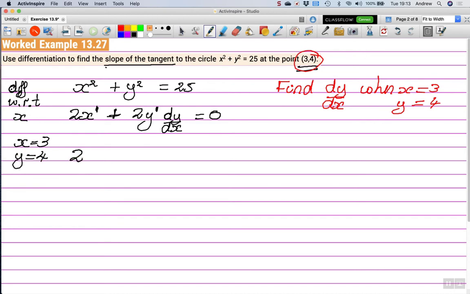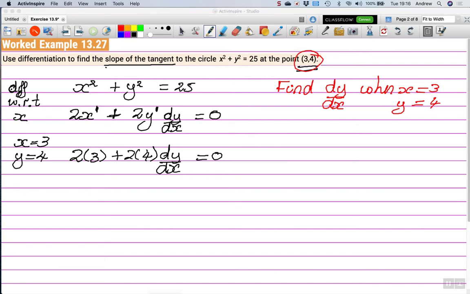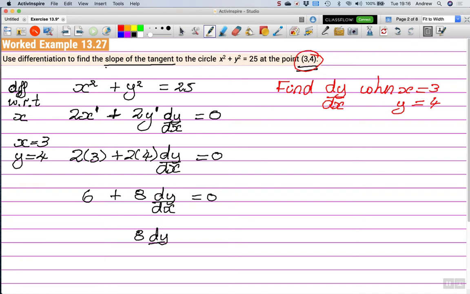So now I'm going to substitute in x equal to 3 and y equal to 4 into dy/dx is equal to a grand value of 0. Tidying up, on the tidy up line, we've now got 6 plus 8 dy/dx is equal to 0. So we now have 8 dy/dx. We bring the 6 over. When we bring the 6 over, we change the sign, so it becomes minus 6.